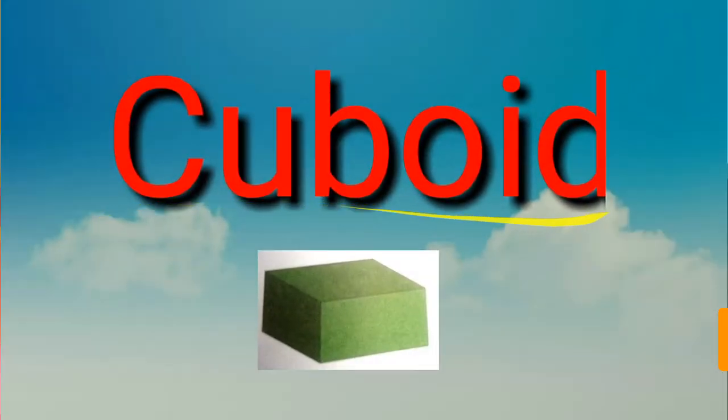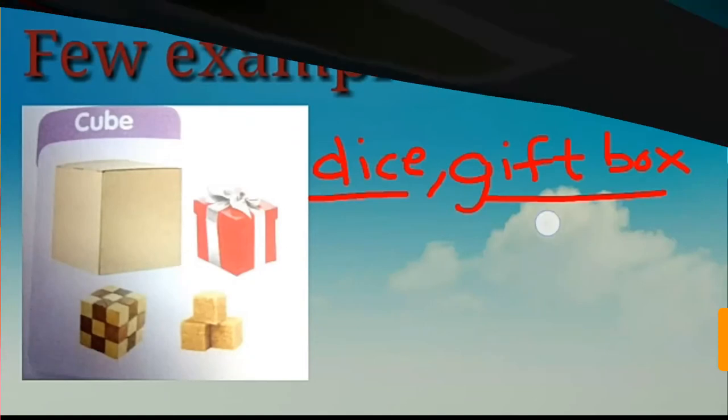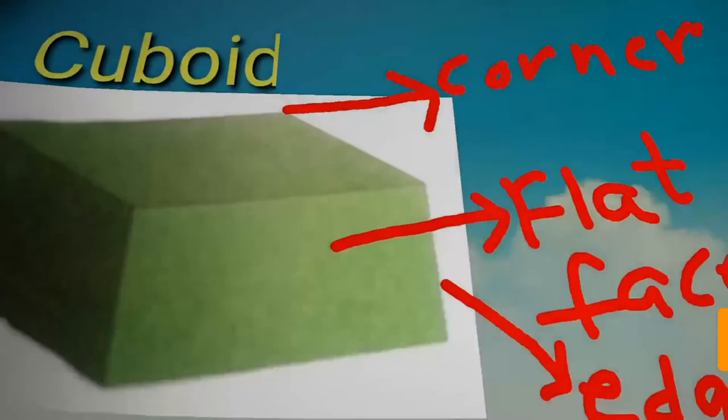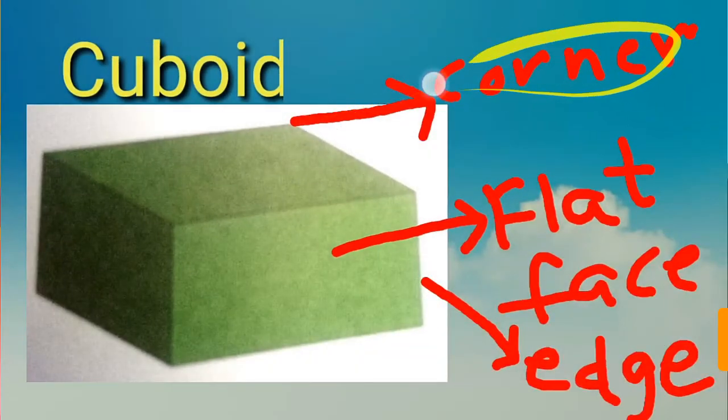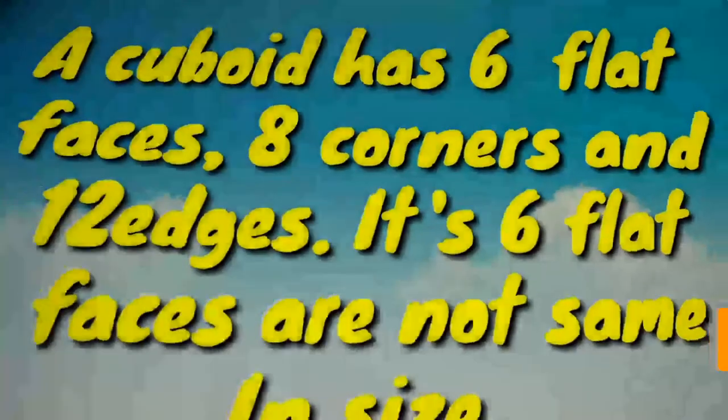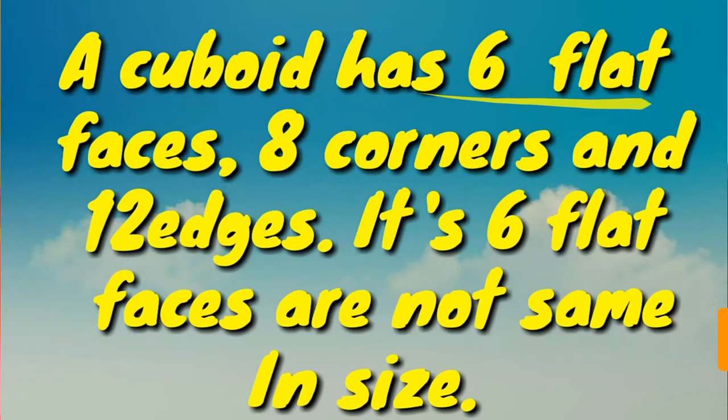Next one is cuboid. Which shape is this? This is a cuboid. It also has a corner, flat face and edge. A cuboid has 6 flat faces, 8 corners and 12 edges. Its 6 flat faces are not the same in size.